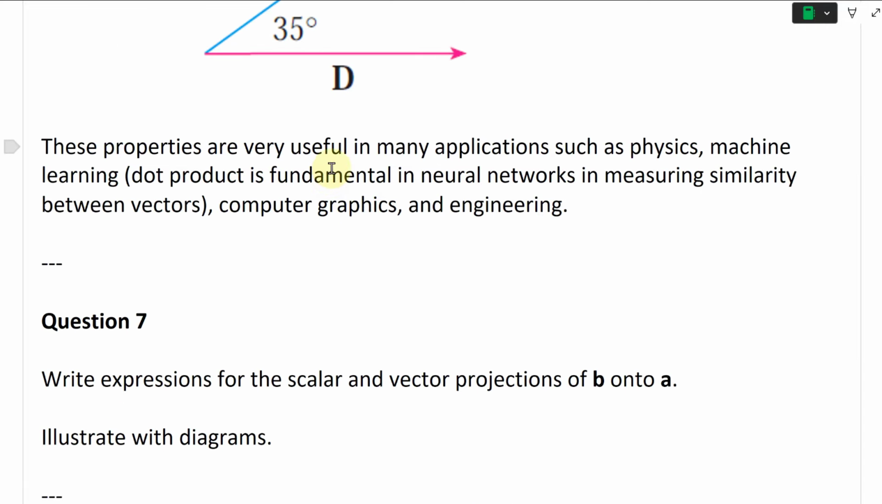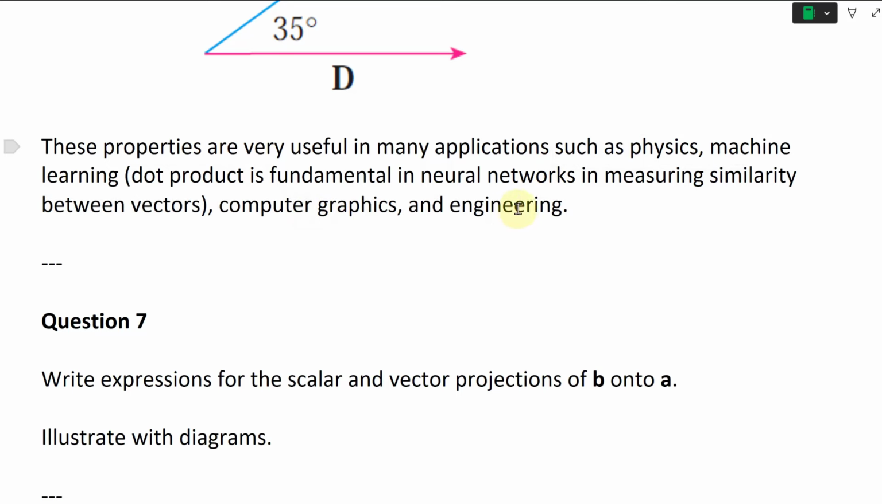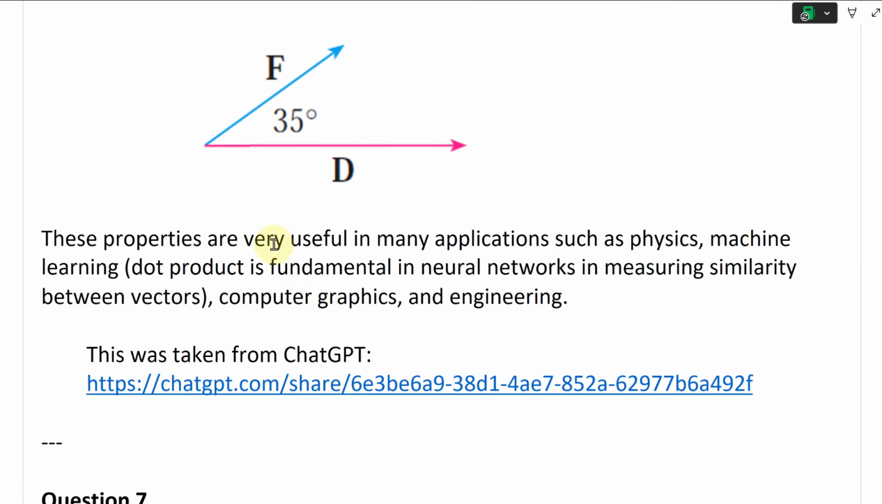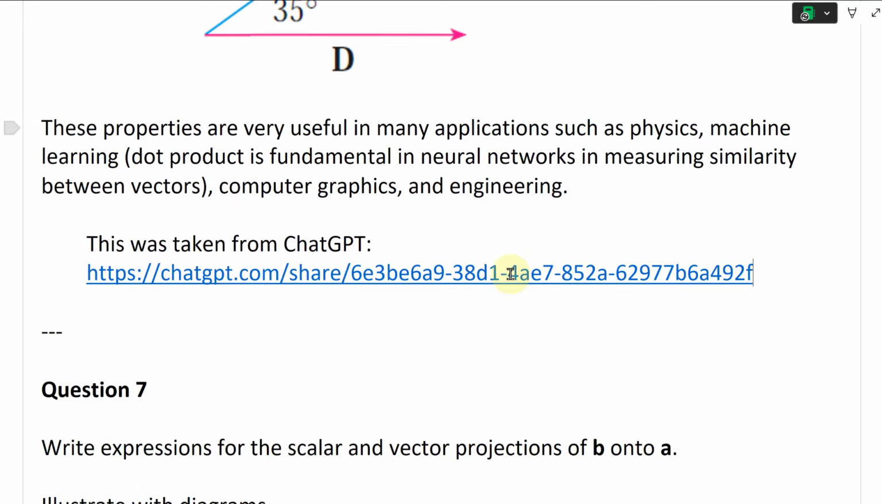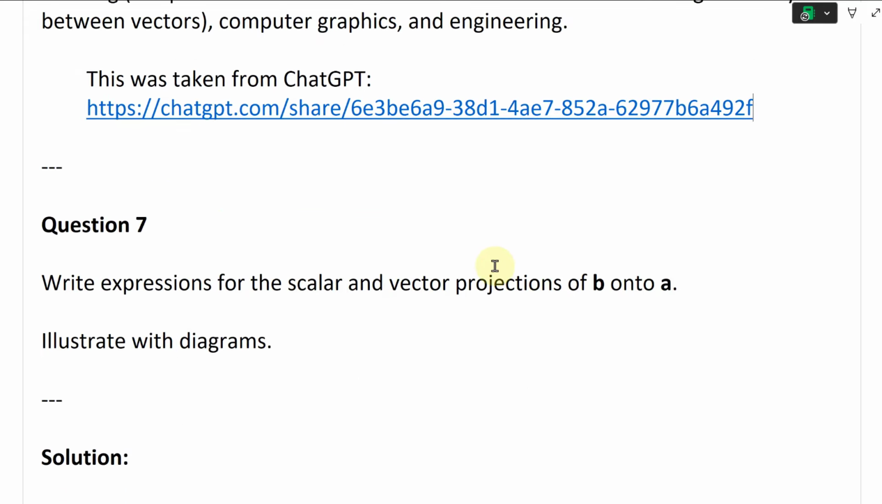These properties are very useful in many applications such as physics and machine learning. The dot product is fundamental in neural networks for measuring similarity between vectors, and in computer graphics and engineering. Here, pause the video and add to this note. This was taken from ChatGPT. There's a link to it, so go read it there. It's a pretty useful tool, using AI.